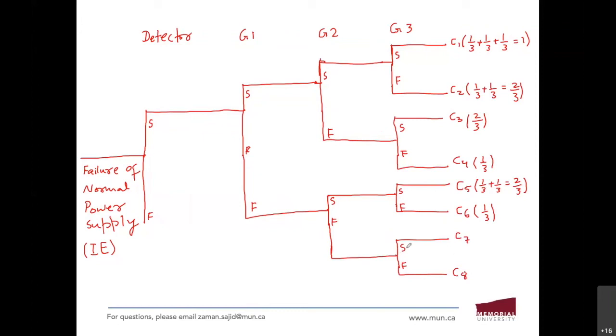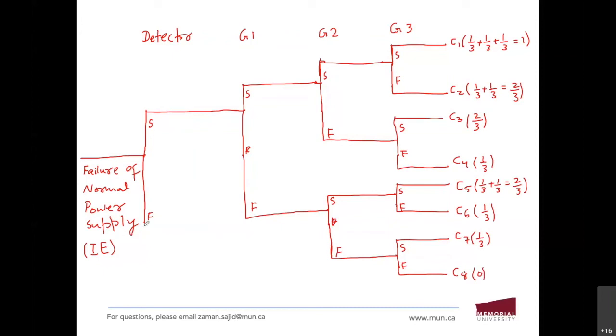Now, this is the success here. However, generators 2 and 1 have already failed. So, this will be my 1 by 3rd. This can supply 1 third of the power. For C8, my 3rd generator has failed. My 2nd generator has failed. Let's write it down here. And my 1st generator has failed. So, in this case, there will be no power supply to the hospital because all 3 generators have failed.